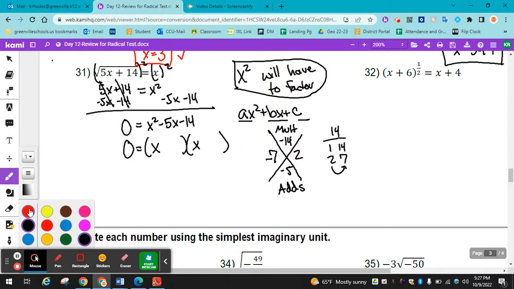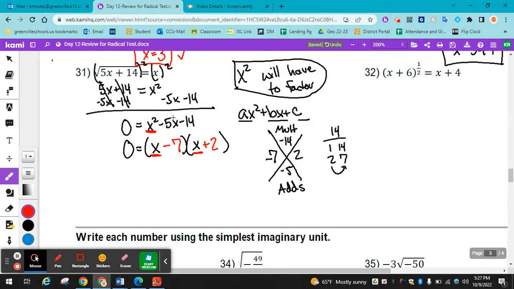Okay, when we factor, x squared will break into x and x. An x in the front and x in the back, because x times x gives me x squared. And then this is where your numbers come into play. Minus 7, plus 2. Or you could flip that: plus 2, minus 7. It does not matter. But negative 7 times 2 gives me my negative 14.